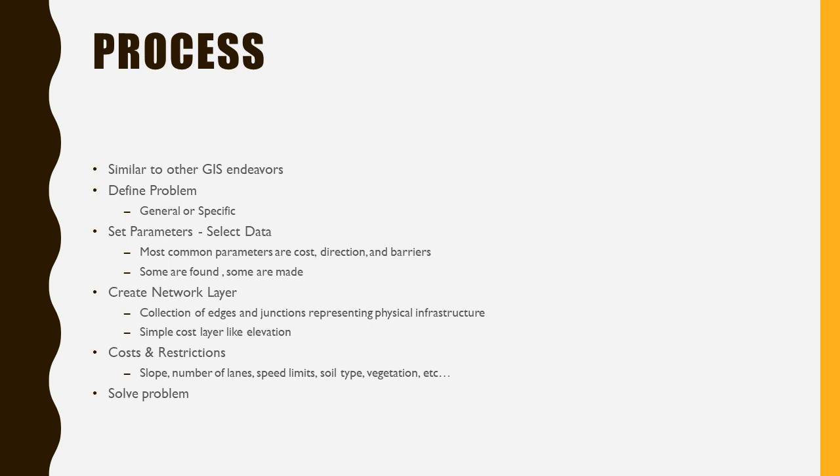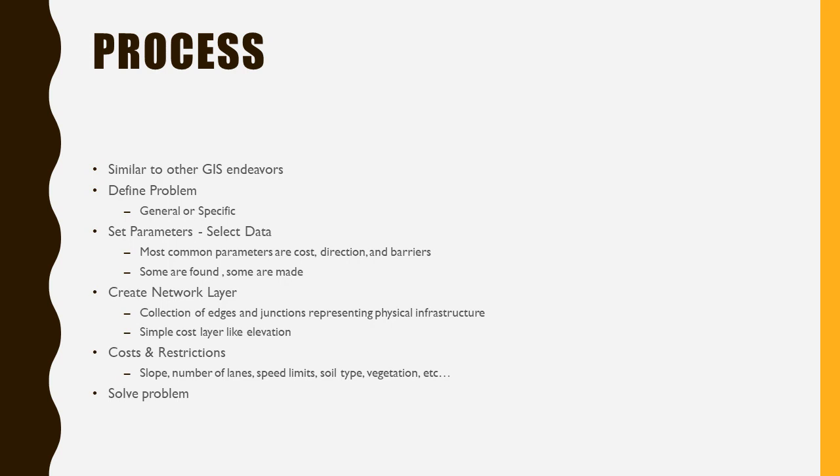So here we go. First thing you're going to do is define your problem. Some problems are very general in nature and some are very specific. Either one could be things that you need to understand as far as the process that you're going through. You just set the parameters and select your data. Common parameters when we look at networks are things like cost. What is the cost of traveling on this network? Direction. What direction can I travel? Are there barriers, things that prohibit certain movements? Some of these things are found, and some of these things you're going to have to make.